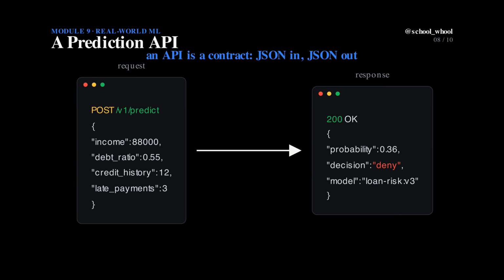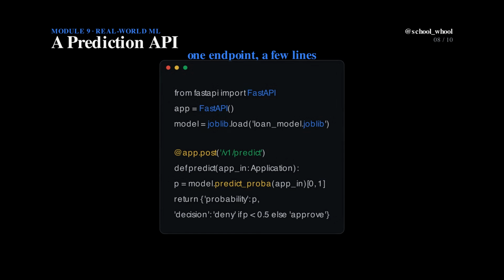Building it takes surprisingly little code. Here, with a framework called FastAPI, we load the packaged model once, and define a single endpoint, /v1/predict. When a request comes in, we score it and return the probability and the decision. That's the engine of the whole service. Let's follow one real request through it.